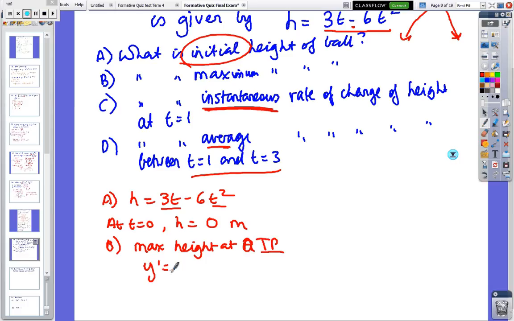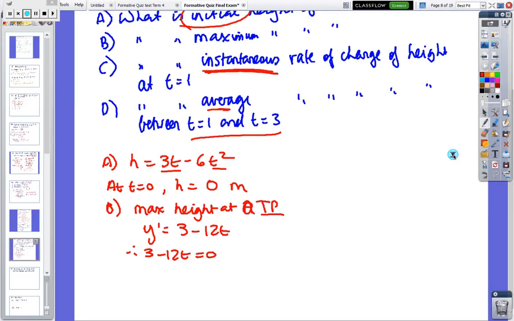So y dash is the calculation. So y dash equals 3 minus 12t. So 3 minus 12t equals 0. So therefore 12t equals 3, t equals a quarter.